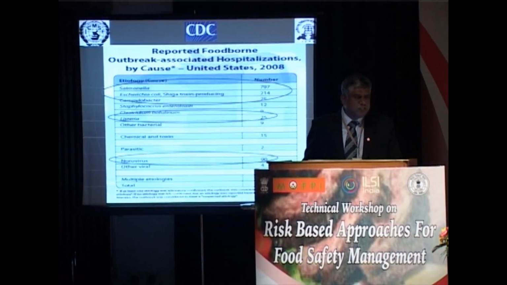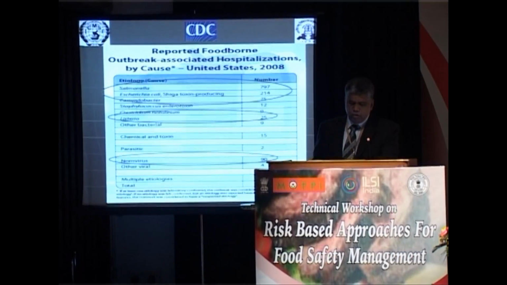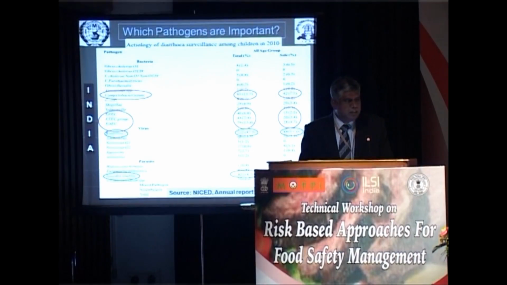Regarding severity of diseases in USA, again we have data that Salmonella causes the largest number of hospitalizations, followed by Shiga toxin producing E. coli and Campylobacter. Listeria, although cases are fewer, has more severe disease, and there are a large number of hospitalizations. Among viruses, norovirus has the largest number of hospitalizations.